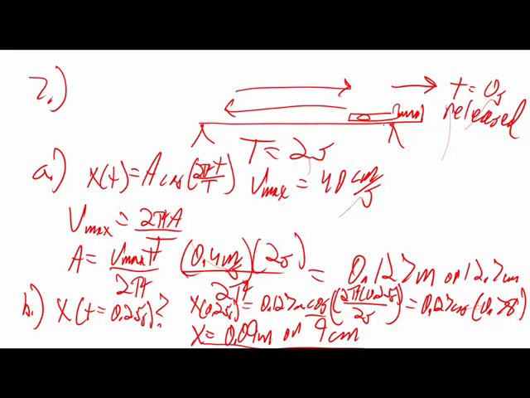I had to dink around a little bit. It's been a while since I've used this calculator, okay? So 9 centimeters or 0.09 meters, okay? Now let me get my calculator back in the right mode. There we go. Now we're back in the right mode, okay? All right, so that's how you do that. That's pretty easy, isn't it?